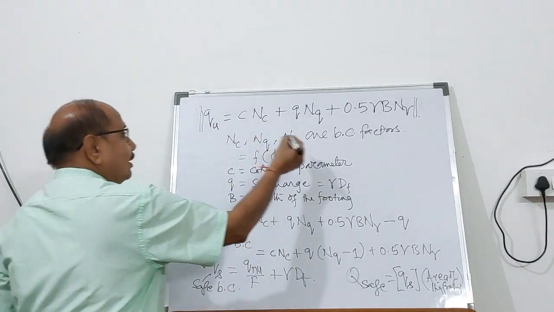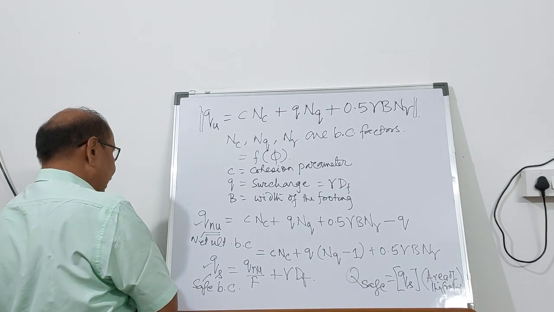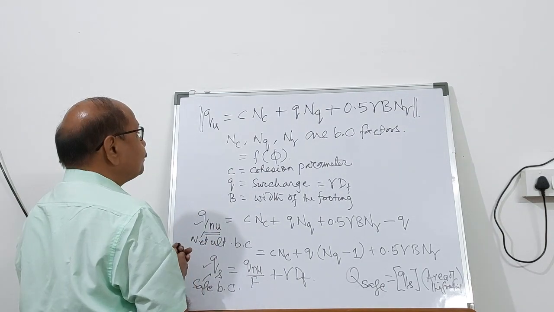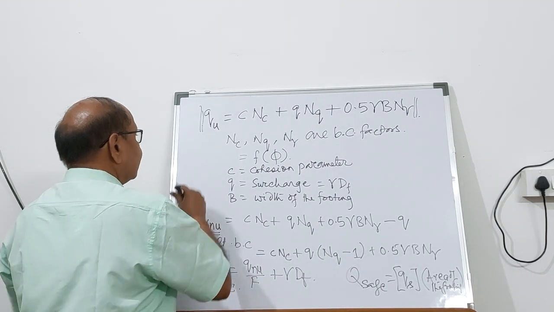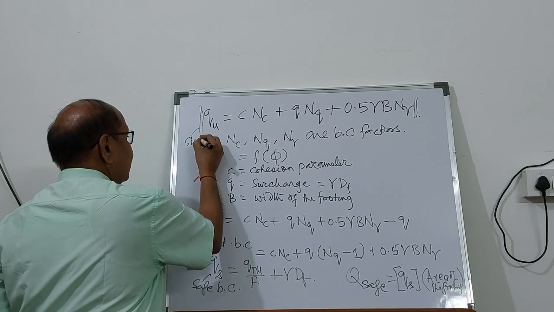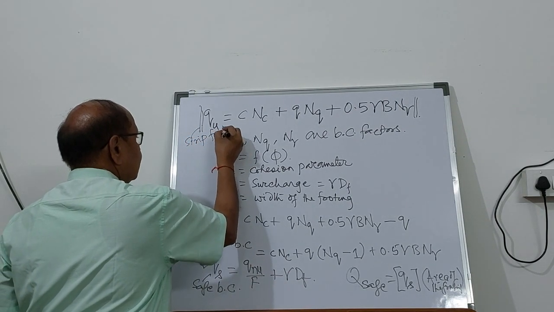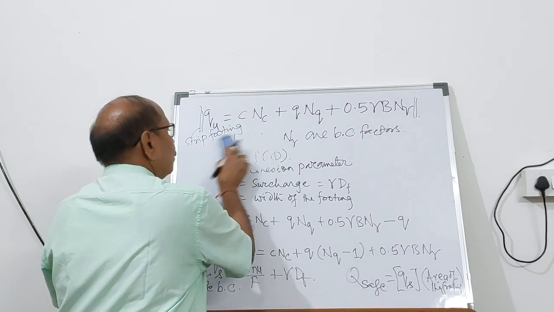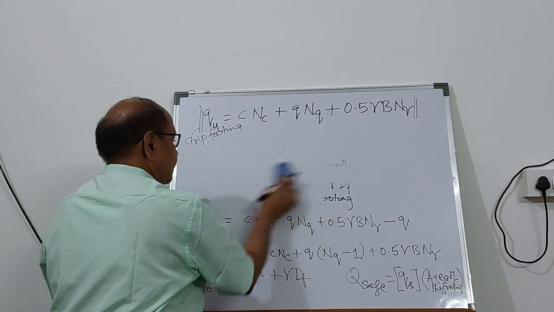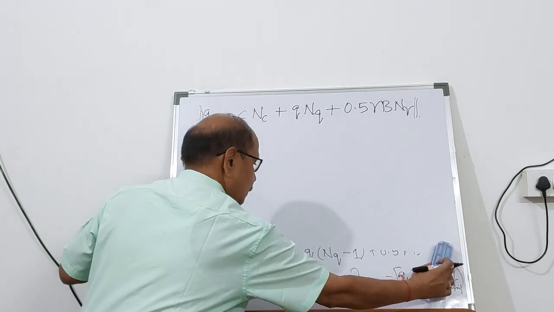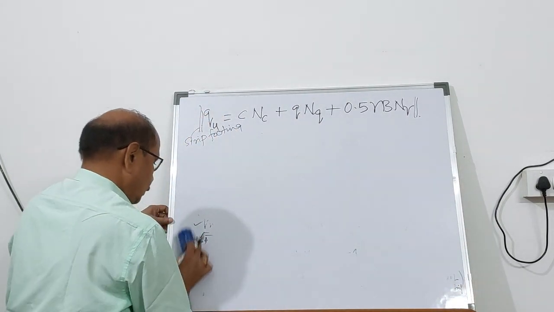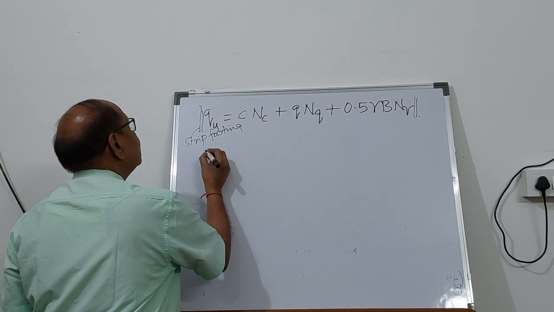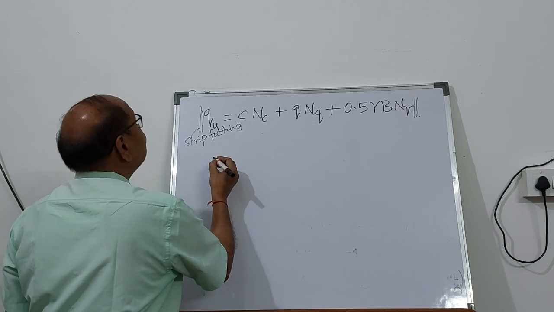But this equation, as I have already told you, is valid for strip footing. So for other shapes, you will have to modify it. So let us modify it. So what is the modification due to shape?